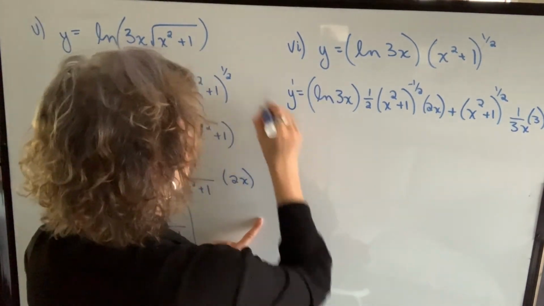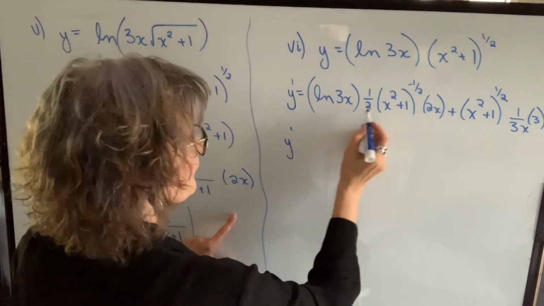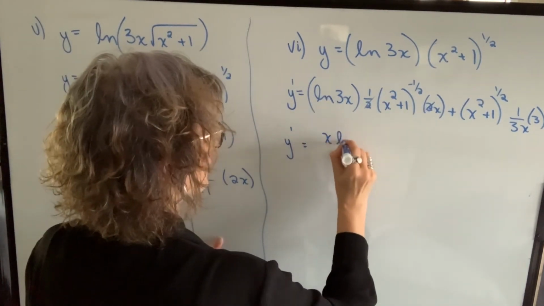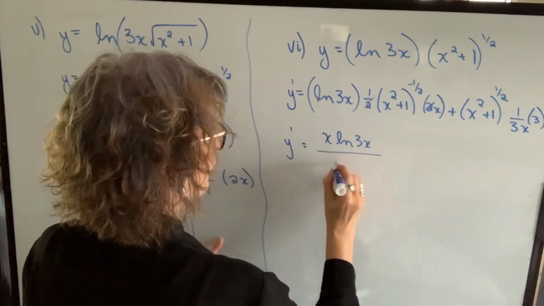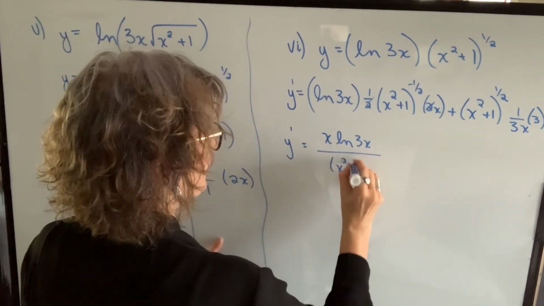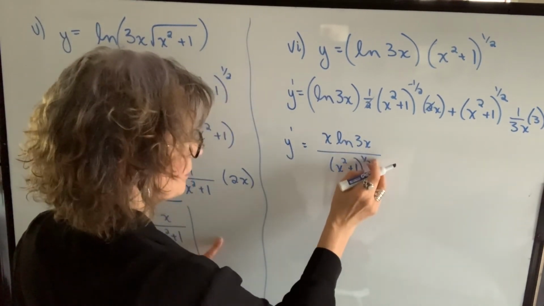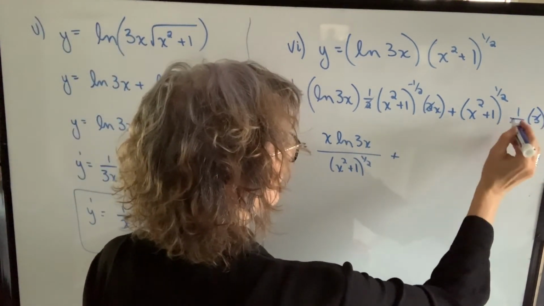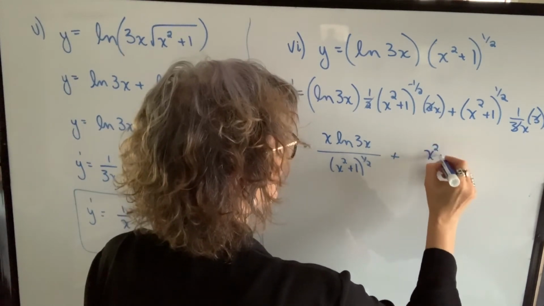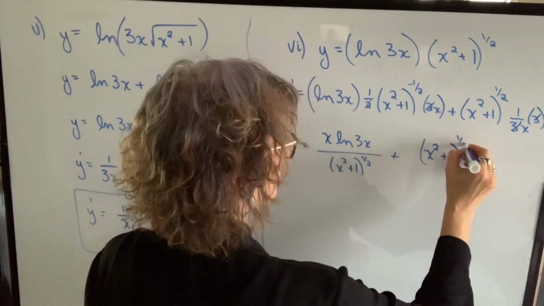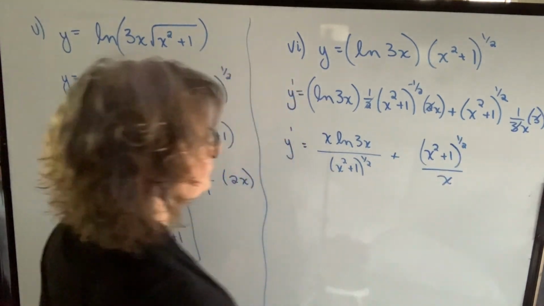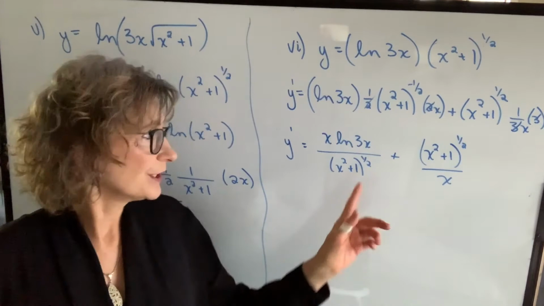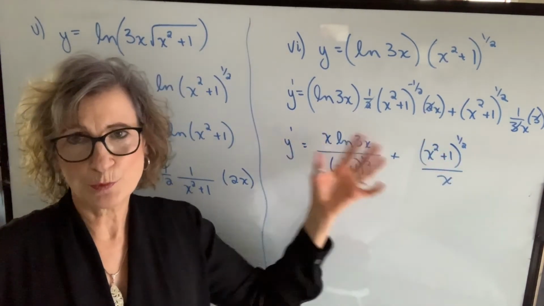Then when I clean this up, the 1/2 and the 2 will cancel, and I'll have x times the natural log of 3x over x squared plus 1 to the 1/2. I moved it to the denominator so my exponent became positive, plus here the 3's cancel, and I will have x squared plus 1 to the 1/2 over x. If you need your answer expressed as one fraction, then you're going to need to get a common denominator and do the algebra to combine those.